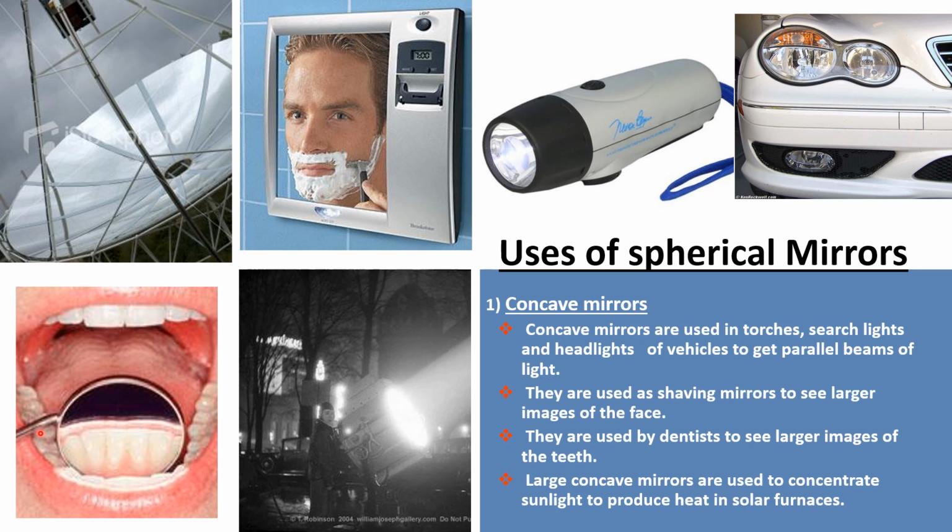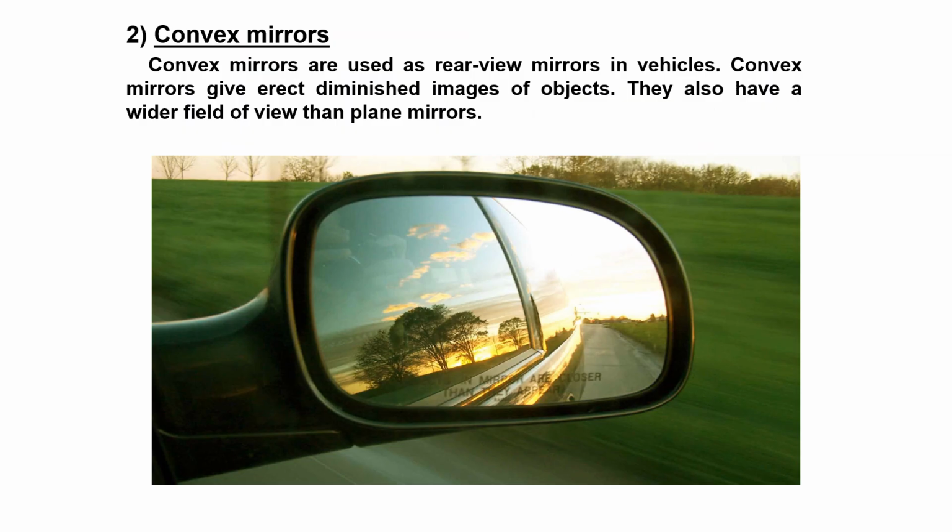And next we are moving on to the convex mirrors. These convex mirrors are used as rear view mirrors in vehicles. Convex mirrors give erect, diminished images of the objects, because they have a wider field of view as they are curved outwards.